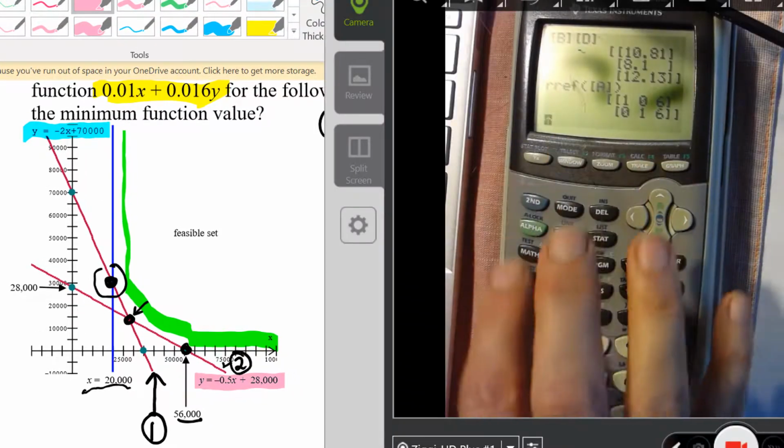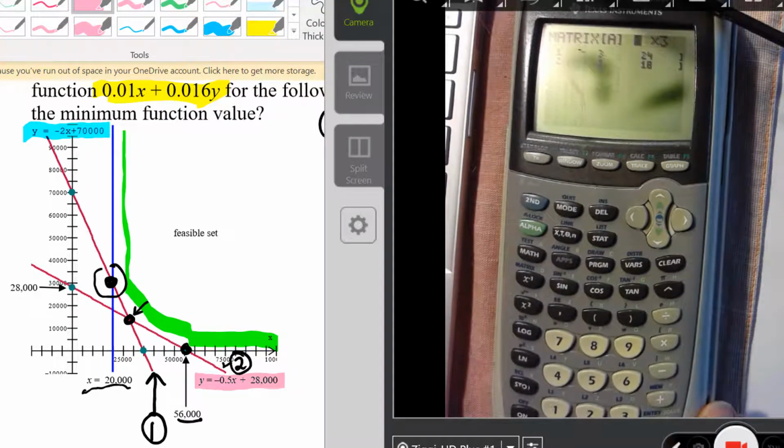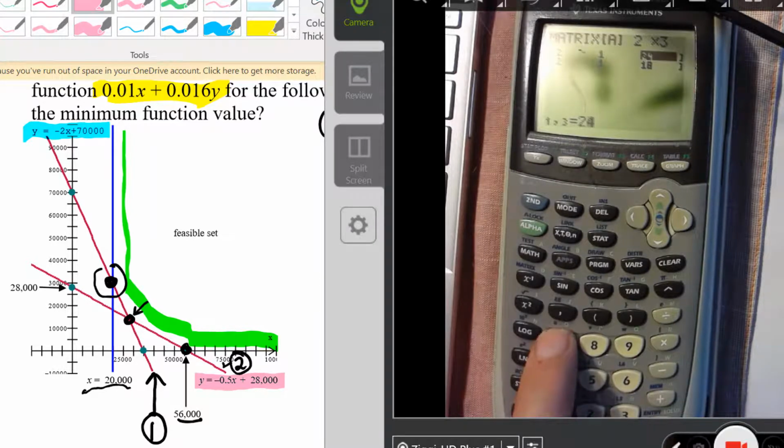So I'm just going to go straight to my calculator. And second, matrix, edit. It's still going to be a 2 by 3. I'm going to do the line that I have highlighted in blue at the top of the graph. So move the x over, and it would be positive 2. And then the y is 1, and the right-hand side is 70,000. And then the other line, if I move the x over, it would be positive 0.5. And then the y would be 1, and the right-hand side would be 28,000.